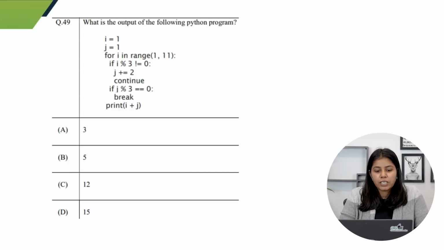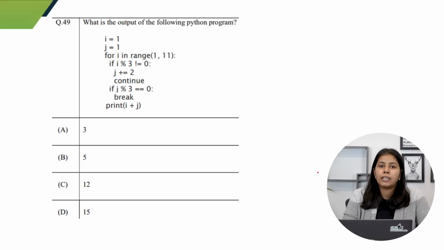So we have this question. In this question, we have to find out the output of the Python program. And we can see that this Python program is: i is equal to 1, j is equal to 1. And for i in range 1, 11, we have to check if i percentage 3 is not equal to 0.